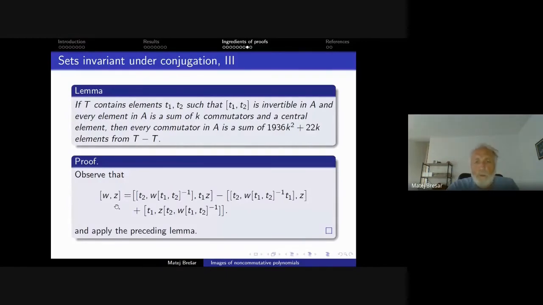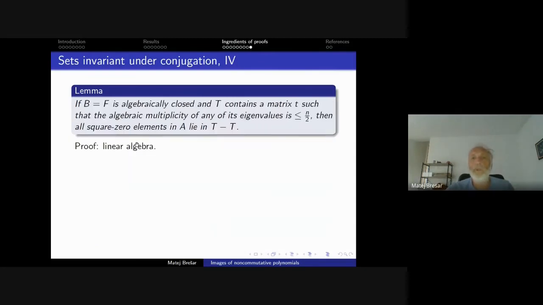What is the proof? The proof is basically just this identity, which is an identity in the free algebra, which always holds. And then we see that every commutator can be written as some elements from T and commutators and some other elements, but these other elements can be written as sums of commutators and central elements by assumption. So this lemma essentially follows immediately from the previous one.